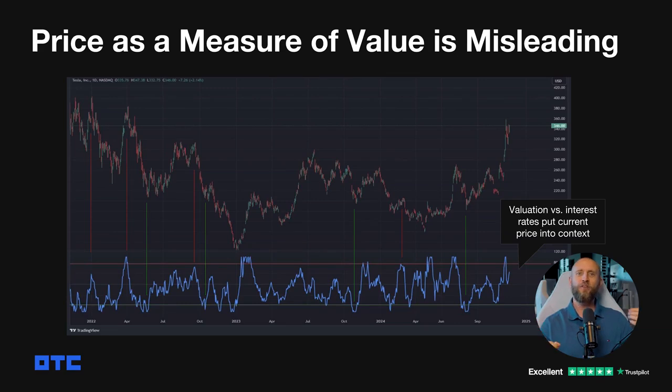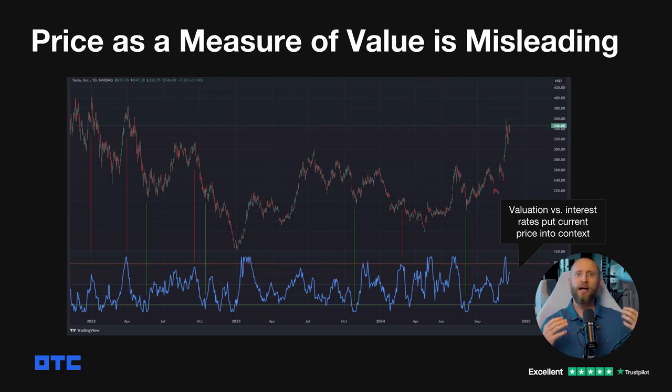In the next slide, we'll dive deeper into how these benchmarks work together and why they are so effective for assessing valuation. In this chart, we've added the valuation indicator at the bottom. The red and green lines highlight moments when Tesla's valuation relative to interest rates, the long-term US Treasury bonds, reached extreme levels of either over or undervaluation.